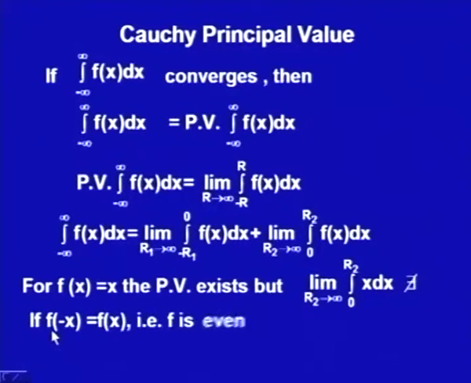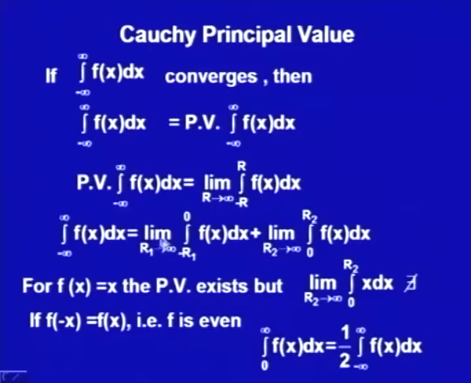If my function is even, that is, if f of minus x is f of x for all x on the whole real line, then the Cauchy principal value, if it is existing, would convey that this integral is existing, or this integral is convergent.